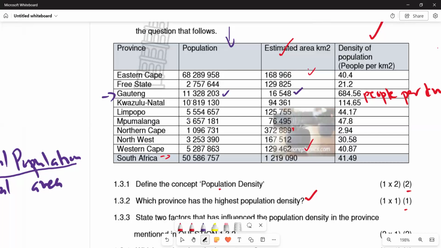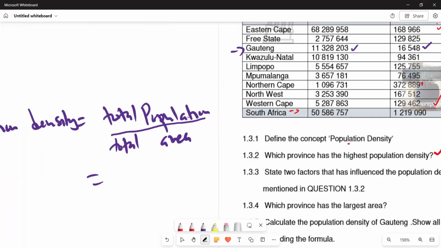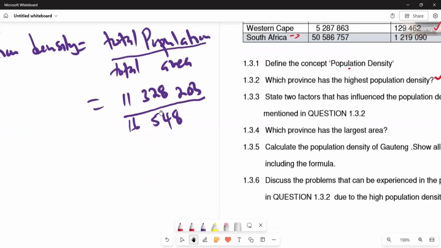So basically our numerator is going to be 11,328,203, and our denominator is going to be 16,548. So we just substitute there. We are saying our numerator is 11,328,203, and obviously we go to our denominator, which is 16,548. So this is what we have, and then we calculate it.